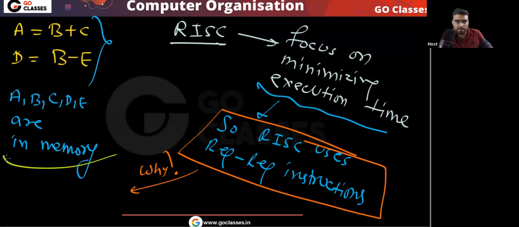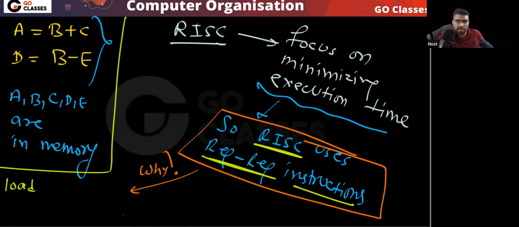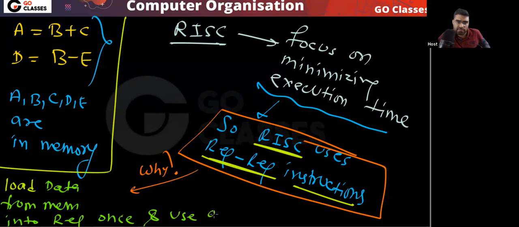Please tell me. Just focus on what is the reason. Why does RISC use register instructions? Because you load the data from memory into registers once, and use it again and again. Yes or no? So this is called optimization. Basically, you are doing the optimization. You are loading B only one time and then you are using it again and again. This is called optimization.